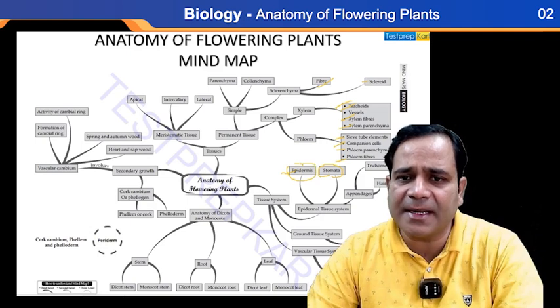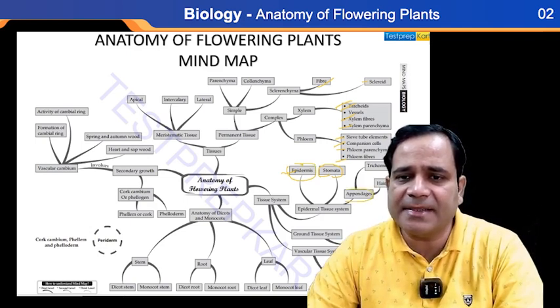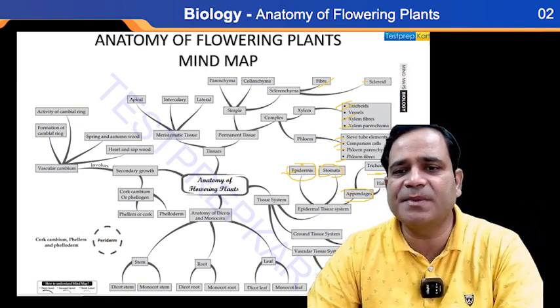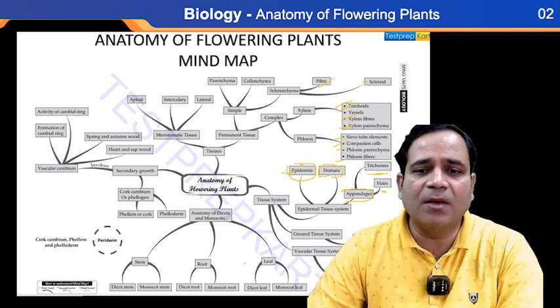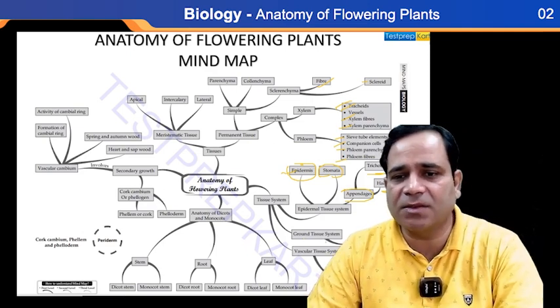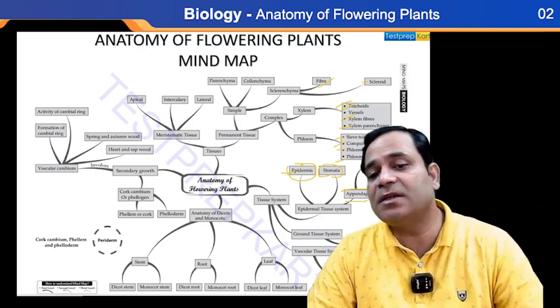Epidermis term is clear. Now appendages, epidermal tissue system having what? Appendages, and those appendages are what? Trichomes, and this term is also clear. Okay. Now next thing, that is what? Ground tissue system. If I am saying about the ground tissue system, then what is the ground tissue system, my dear?